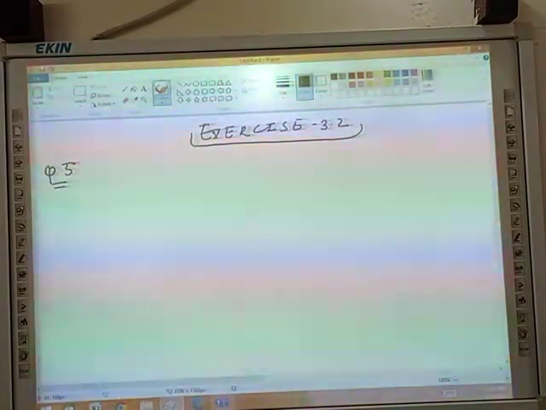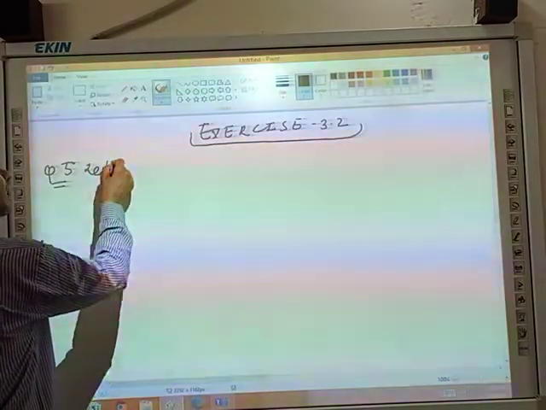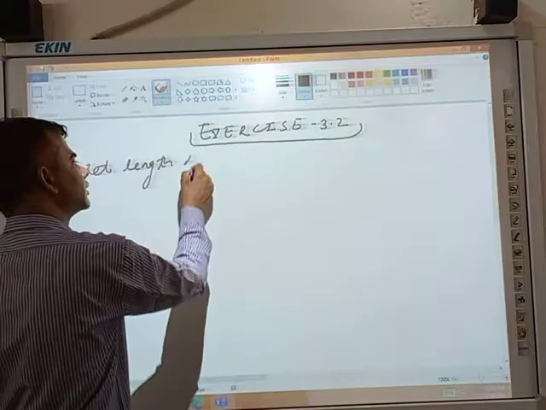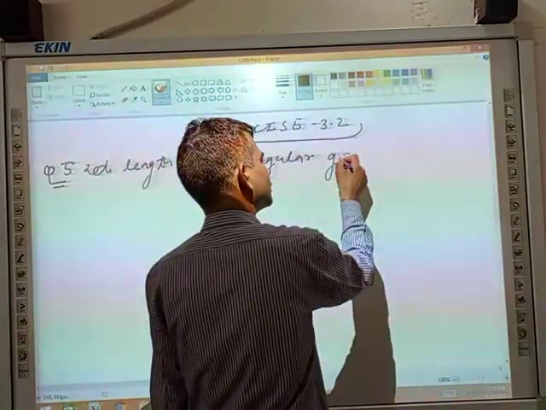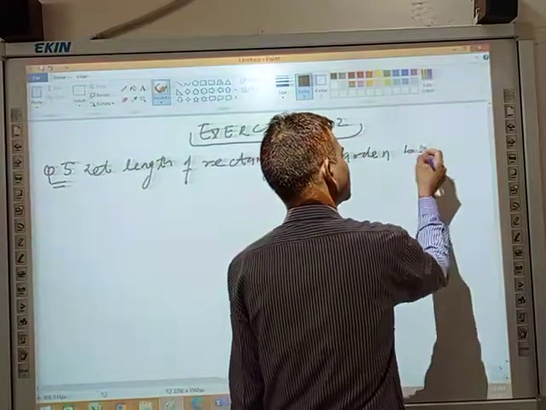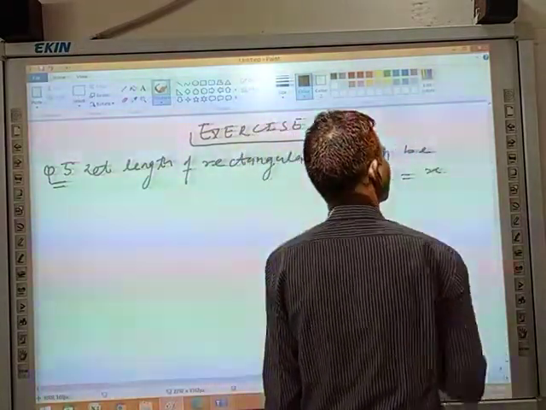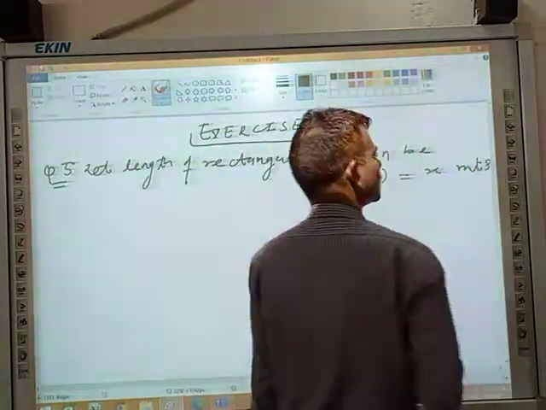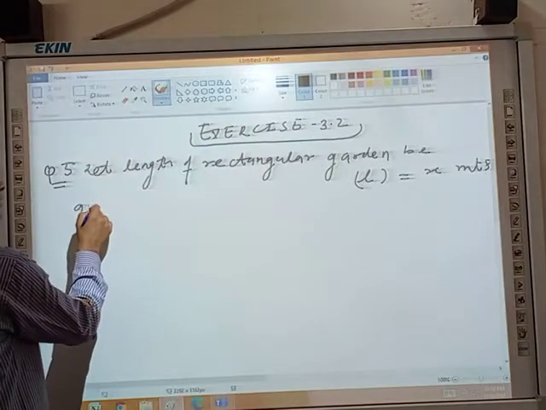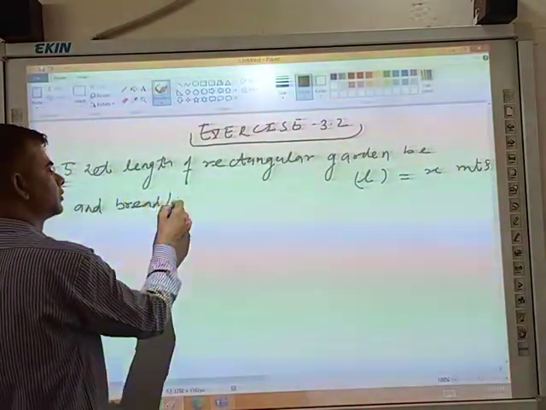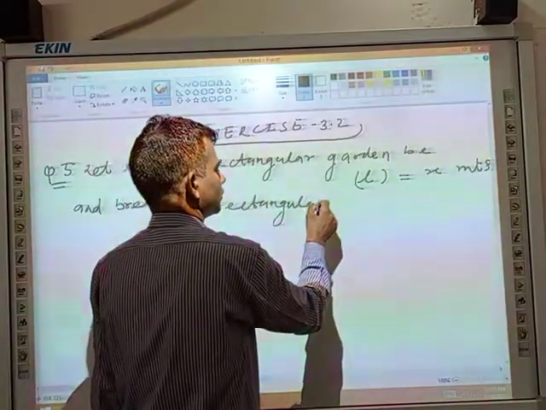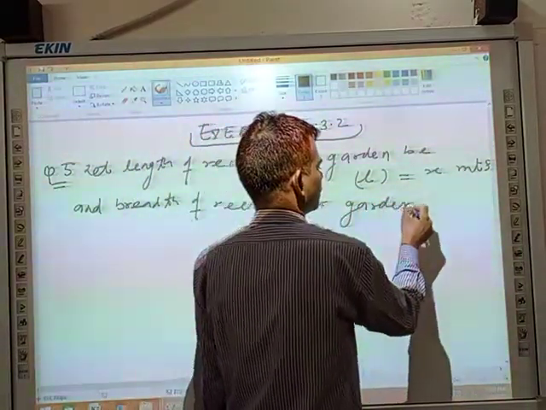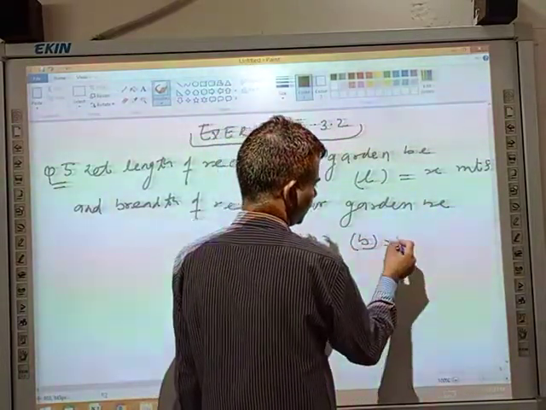Students, let the length of the rectangular garden be... Let the length of the rectangular garden be x meters, and the breadth of the rectangular garden be y meters.